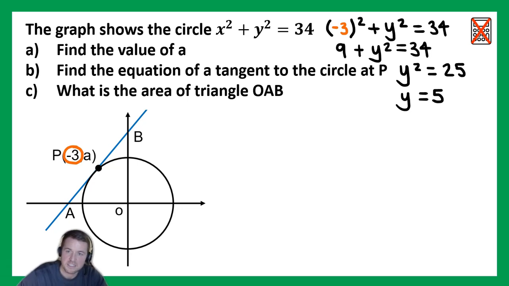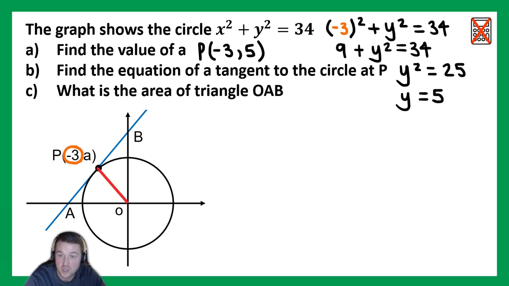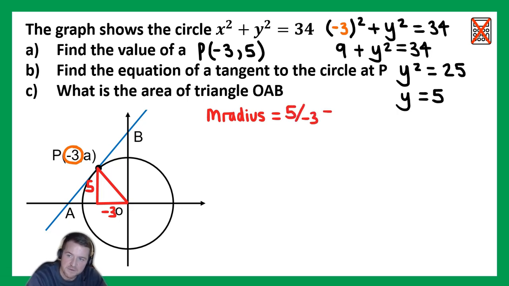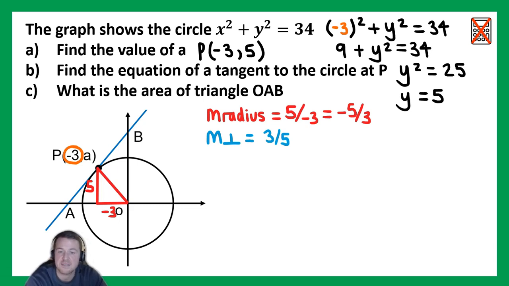For part B, I need to find the equation of the tangent to the circle at the point P. Now I know the coordinate of P is actually (-3, 5). This will be helpful a little bit later on. Start by finding the gradient of the radius, using the rise and the run. The run is -3 and the rise is +5. Therefore the gradient of the radius is the rise 5 over the run -3, which is just -5 over 3.